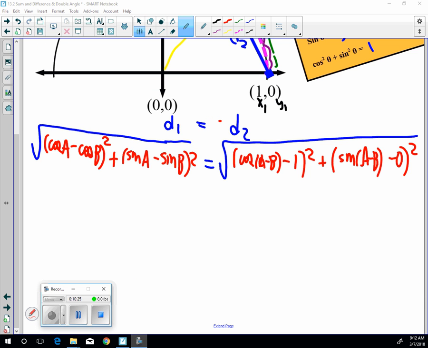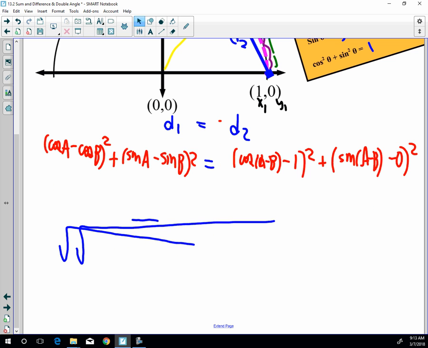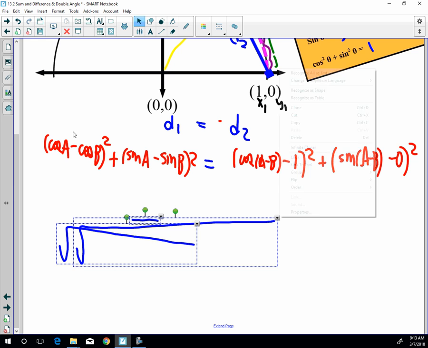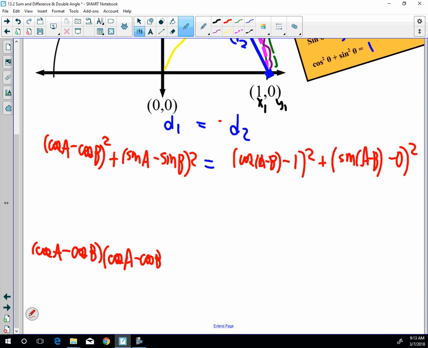Now, once we have this, would you do me a favor and square both sides? So all of a sudden, this and this disappear. Is that okay? Just do me that little favor. Just make life a lot easier. Done. All right. Now let's practice. What is cosine A minus cosine B times cosine A minus cosine B? Let's see what that is.